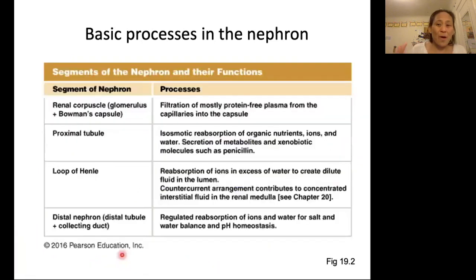Okay, so those are our basic processes in the nephron. I'm just going to close by showing you this table from your book that describes the processes, what happens with those processes in the different segments of the nephron, and then some details about those processes, which we haven't really covered yet, but we will be going over in the next few lectures.